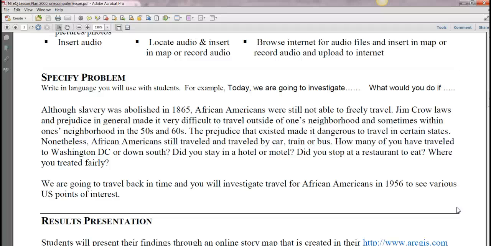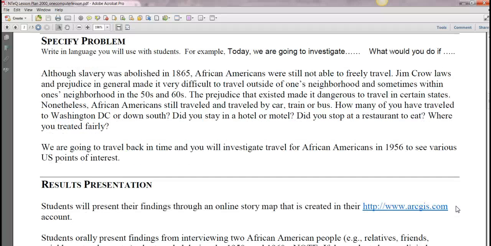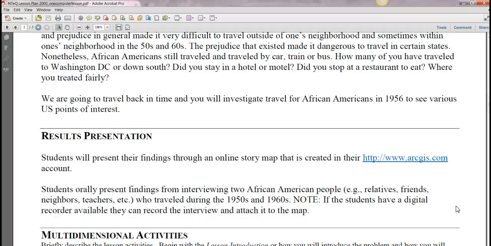How many of you have traveled to Washington, D.C. or down south? Did you stay in a hotel or motel? Did you stop at a restaurant to eat? Were you treated fairly? We are going to travel back in time, and you will investigate travel for African Americans in 1956 to see various U.S. points of interest.